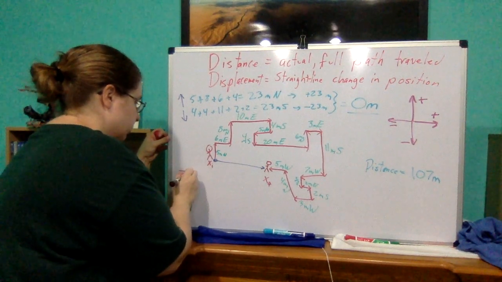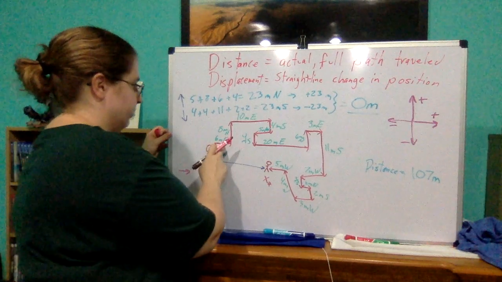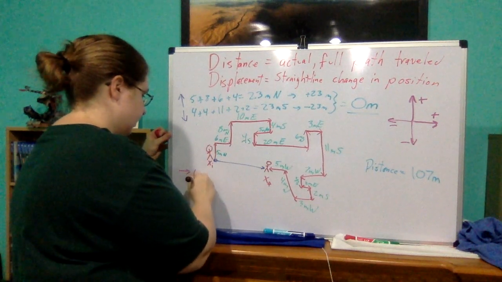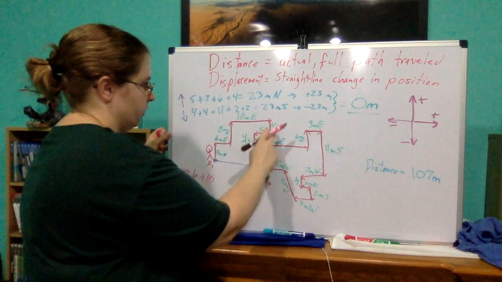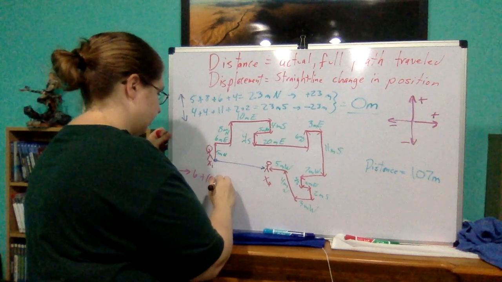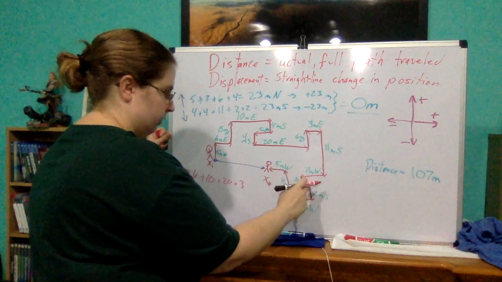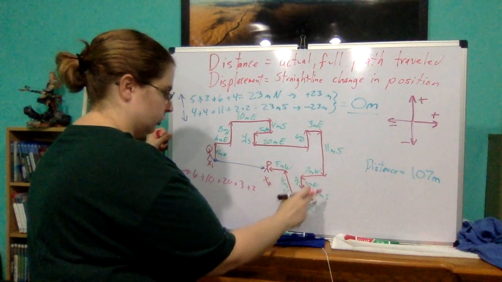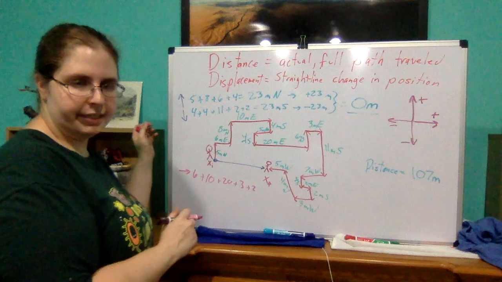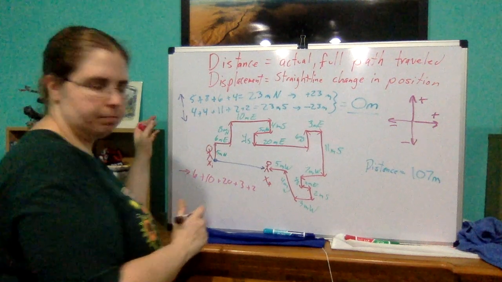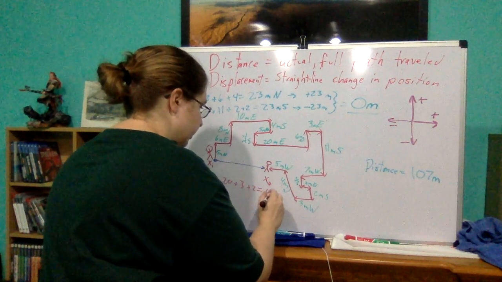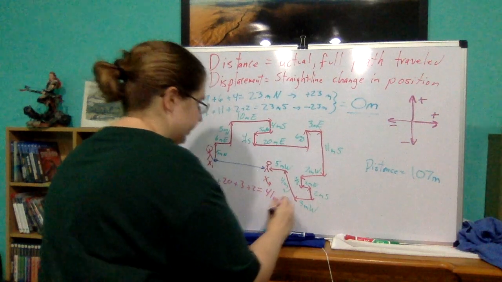If I'm looking at the rightward directions, we have 6 plus 10 plus 20 plus 3 plus 2. And that would give me plus 41, 41 meters east.